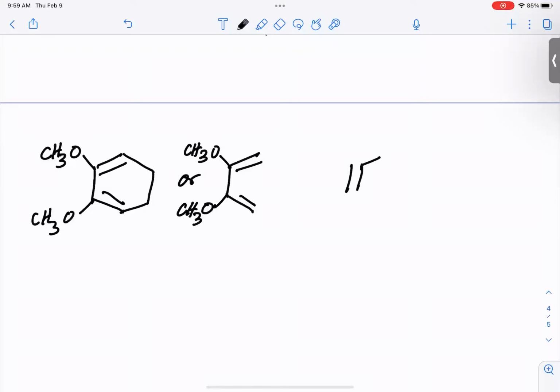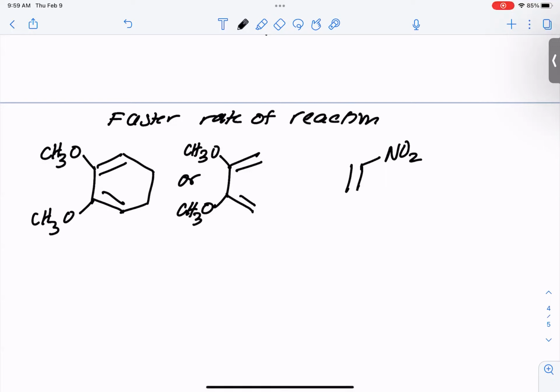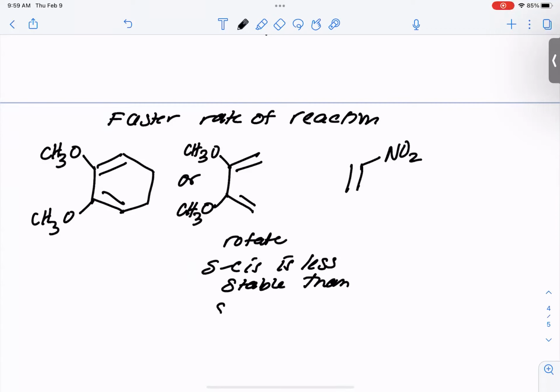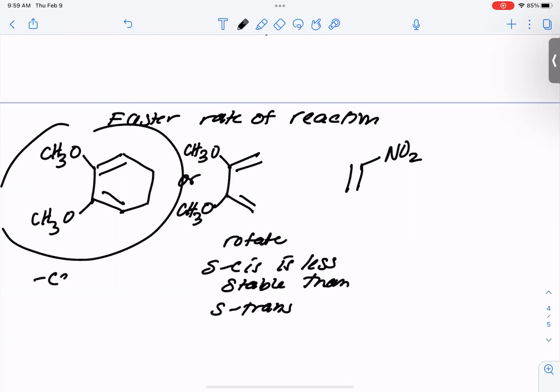So if I say to you, which one's faster? And I gave you those two dienes. This is where you need to remember the conformational flexibility and that this one can rotate. The s-cis is less stable than the s-trans. So this one reacts faster because it can't rotate.